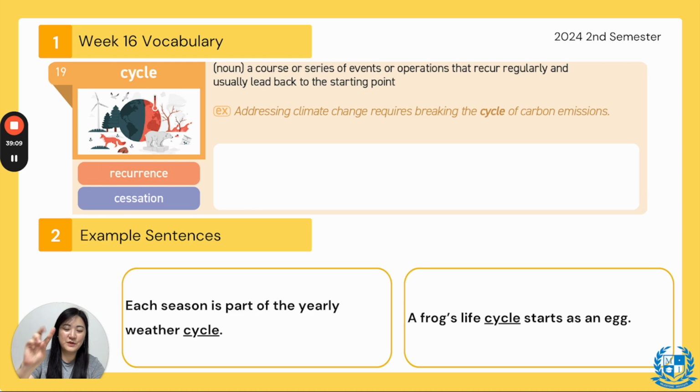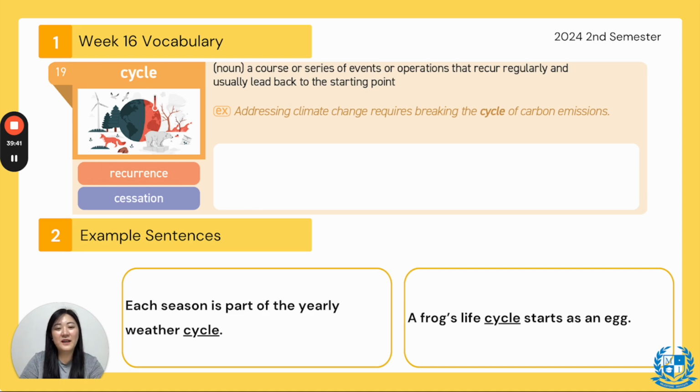1, 2, 3. Addressing climate change requires breaking the cycle of carbon emissions. That's a hard sentence. So basically saying we need to stop climate change, but we also need to stop using carbon emissions. Here, it says each season is part of the yearly weather cycle, right? We have spring, summer, fall, and then winter, and then spring, summer, fall, and then winter. It's a cycle. It goes all the way around again.